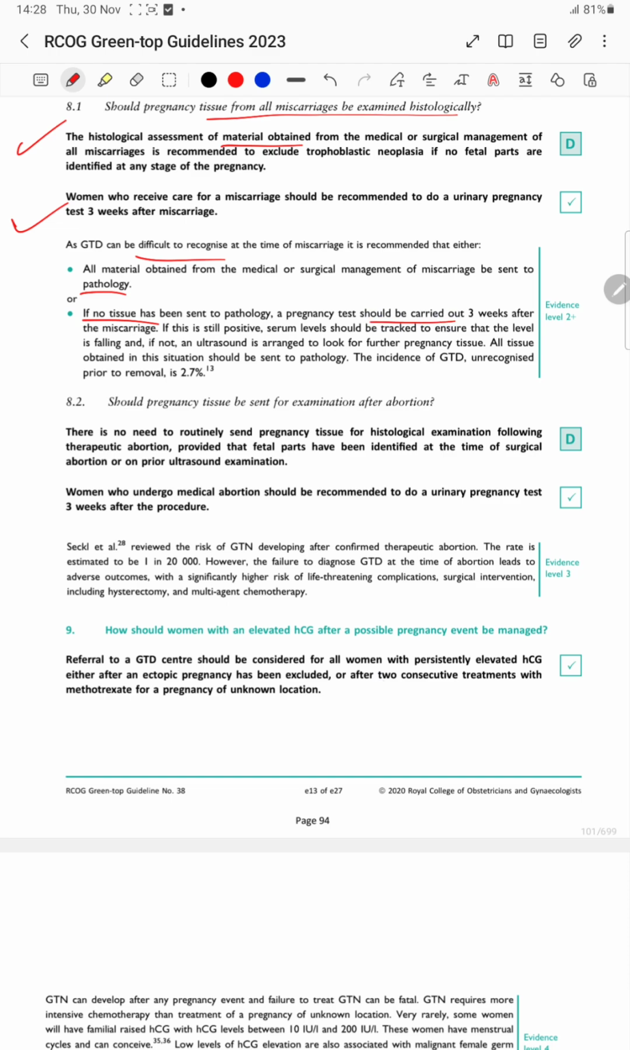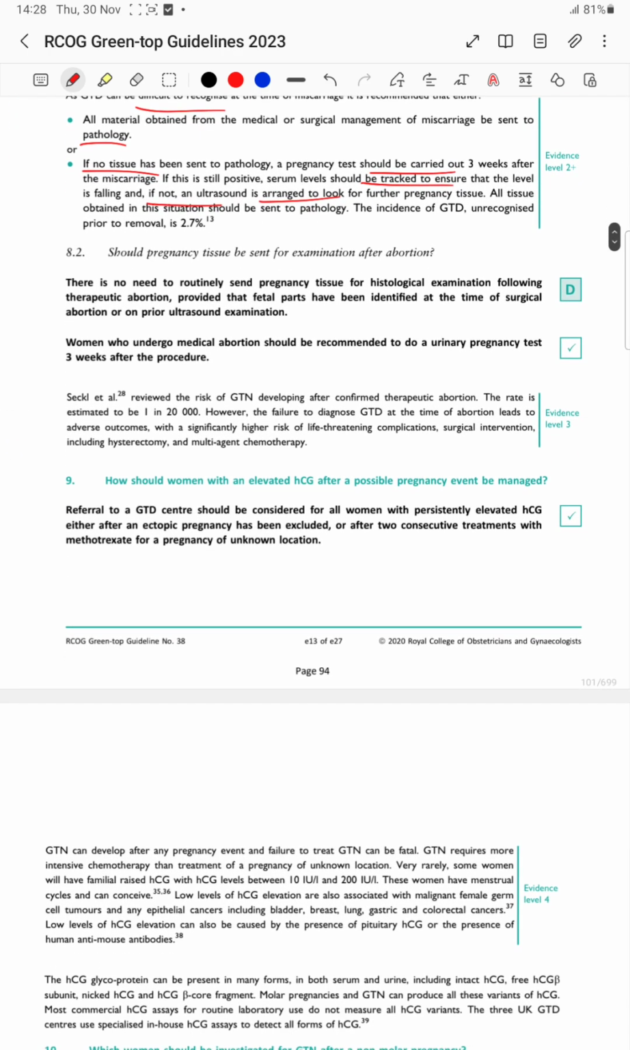If this is still positive, the serum levels should be tracked to ensure that the levels are falling. If not, an ultrasound is arranged to look for further pregnancy tissue, and all tissue obtained in this situation should be sent to pathology. The incidence of GTD unrecognized prior to the removal is 2.7%.